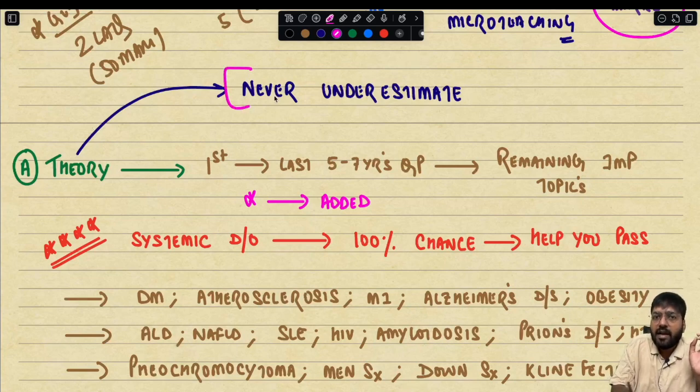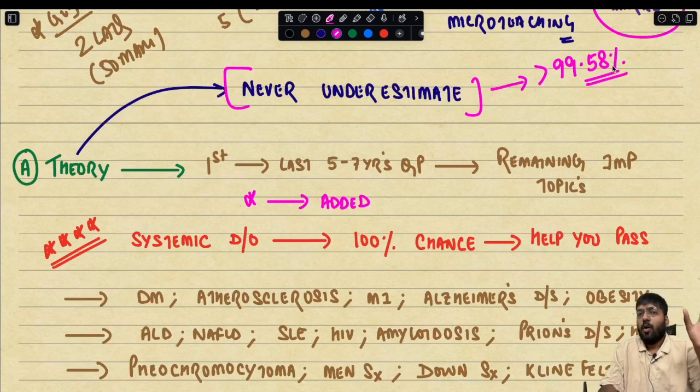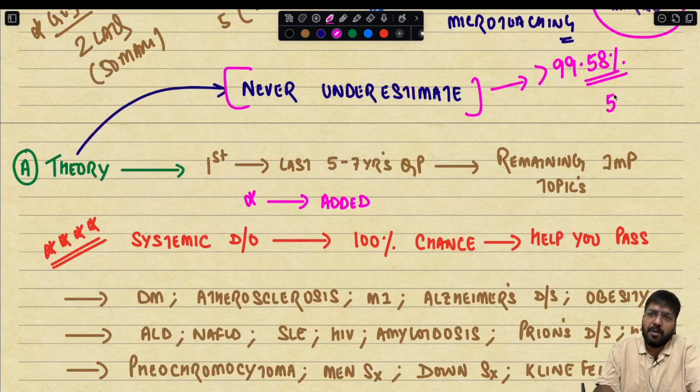You should never underestimate it. In the last year, we had a pass percentage of more than 99.58%. Of the total number of students who appeared in the examination, approximately close to 1500 people had appeared. Out of 1500, 5 people failed, and you will not believe, these 5 people who failed were from the MD, not the DNB. We had 100% pass percentage of DNB residents.